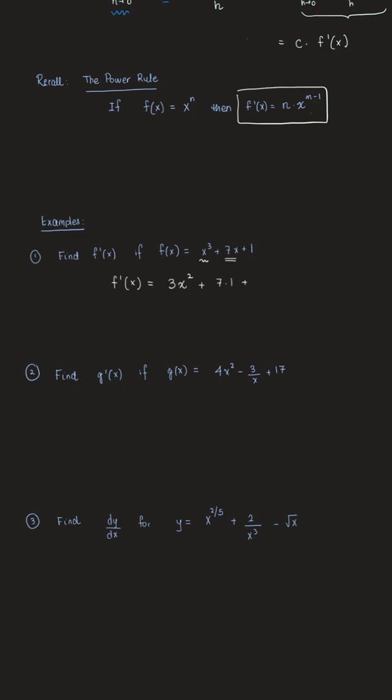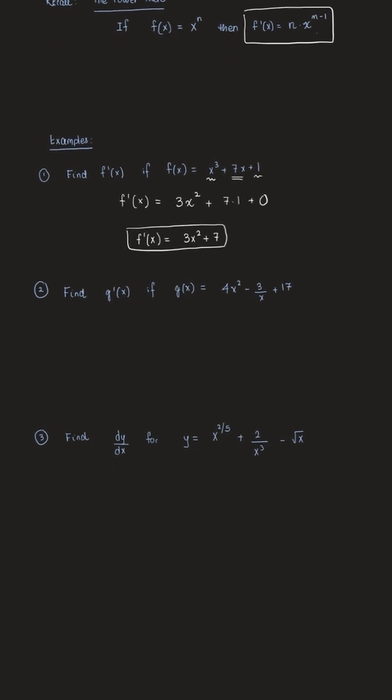And plus the derivative of a constant, the derivative of 1 is just going to be 0. Recall that a constant is just a horizontal line, and the derivative of any horizontal line is 0. And so our solution here is f prime of x equals 3x squared plus 7. And we applied all 3 rules. We applied the power rule, the constant multiple rule, and the sum rule, or sum difference rule.